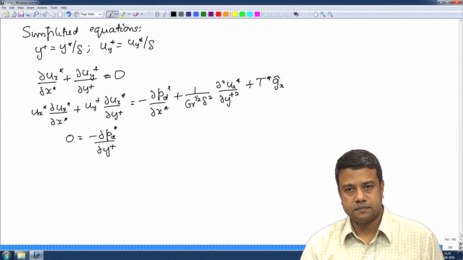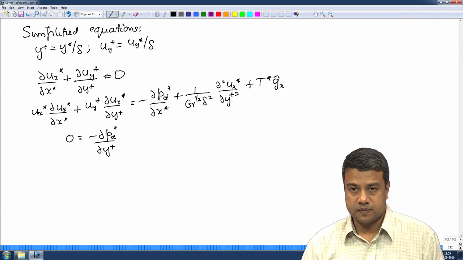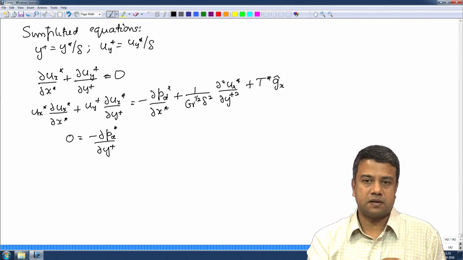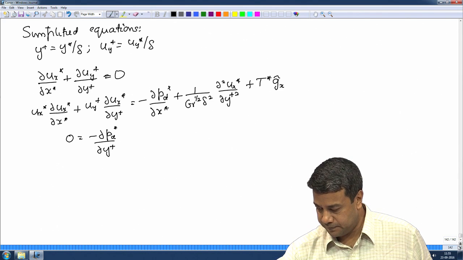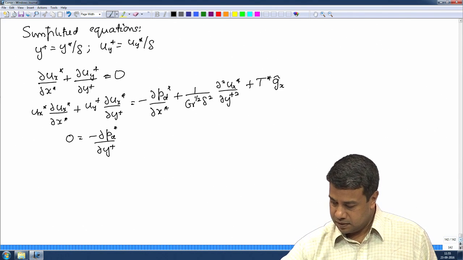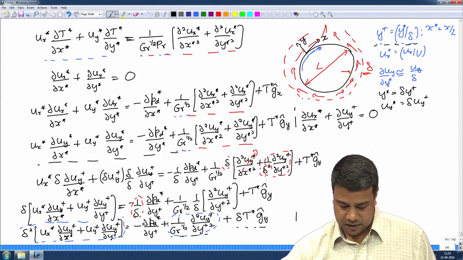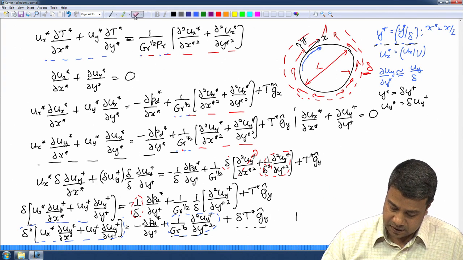Since the boundary layer thickness is very small, the pressure is almost a constant across it. That is all you get from the y momentum balance equation. And finally, the temperature equation. We have to scale that as well.